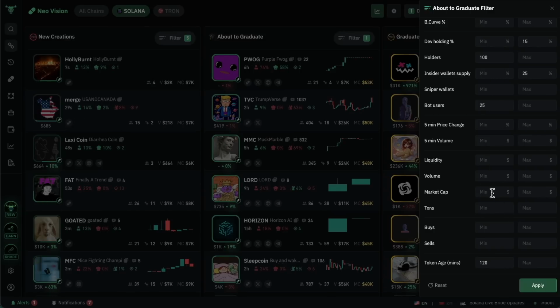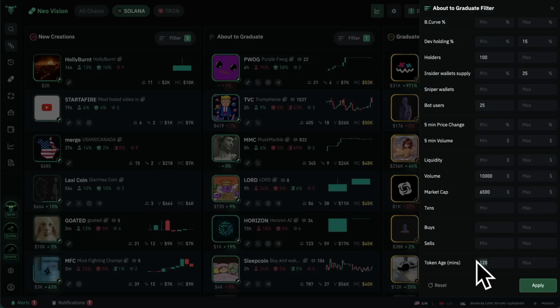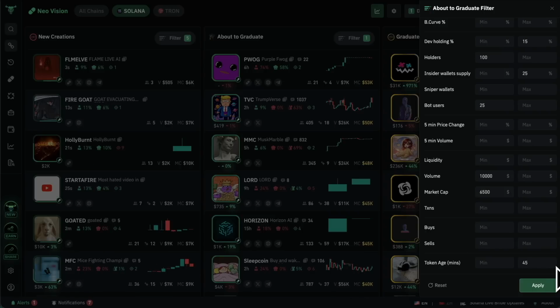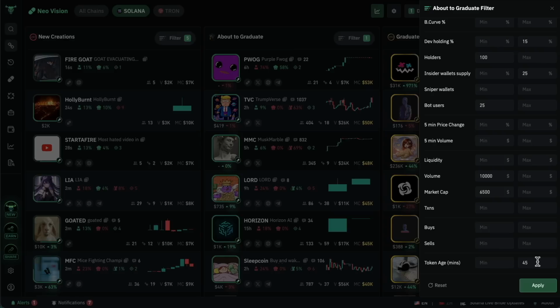So for example, market cap, anything under 6,500 is probably rugged already anyway, and volume, we can put like 10,000 there as well. So something like that. And in terms of token age, like I said, maximum, I don't want to be messing with anything that's more than 45 minutes long and it's not bonded already because it's not really trending. You could increase this a bit to 60 minutes or 90 minutes, but in my opinion, for a real momentum coin, it should really get there faster.